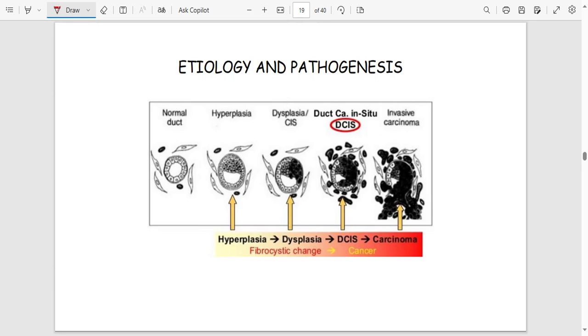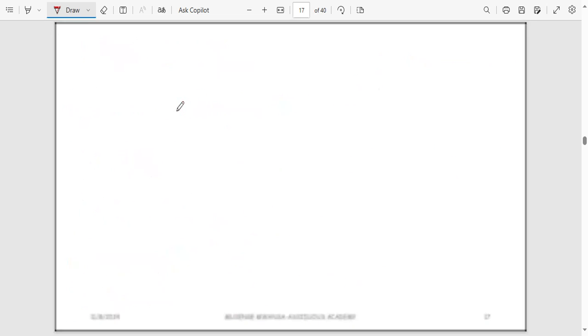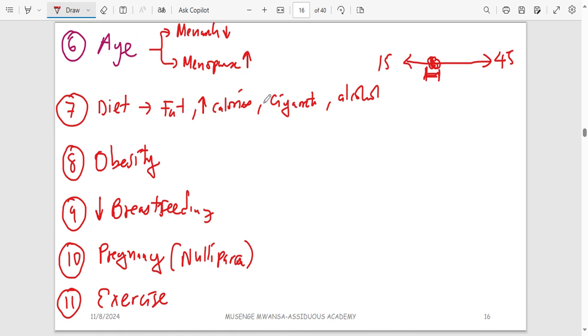When you are talking about this cancer, what is the cause? You can see someone has a normal duct, it starts to proliferate. So there is now hyperplasia, the cells are dividing, and then that can lead to dysplasia. So we're going to have carcinoma in situ. So when you're talking about cancer, you can divide it like this. Okay?